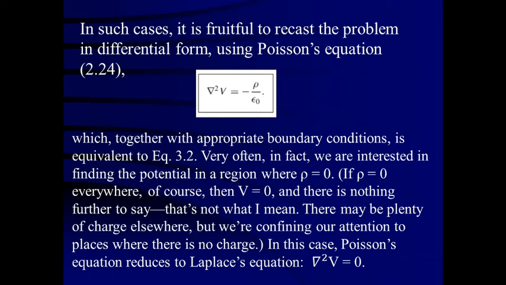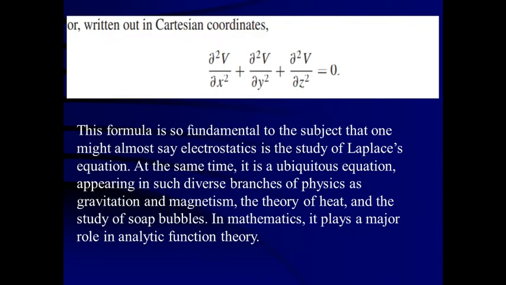Very often, in fact, we are interested in finding the potential in a region where rho is equal to 0. If rho is equal to 0 everywhere, of course, then V is equal to 0, and there is nothing further to say. That's not what I mean. There may be plenty of charge elsewhere, but we are confining our attention to a place where there is no charge. In this case, Poisson's equation reduces to the Laplace equation, del square V is equal to 0.